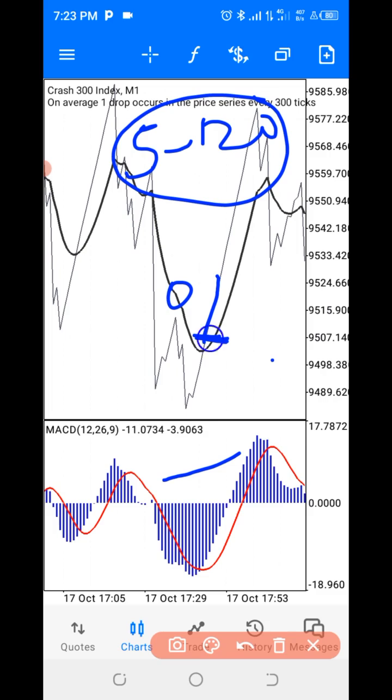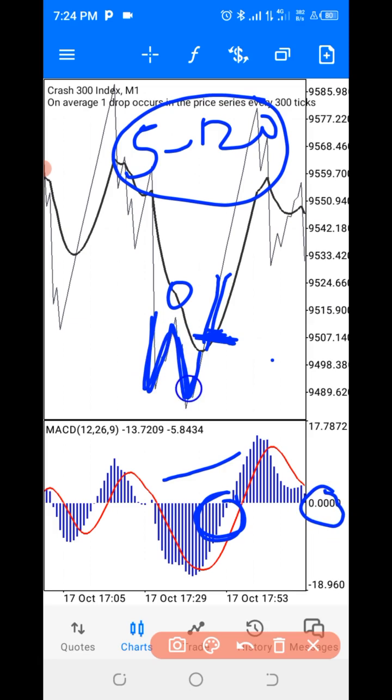So the first confirmation is that price must close above this moving average once you've gotten your W pattern for Crash 1000 or Crash 300. Once the second leg closes above the moving average, you can take your buy. And once this MACD, this other indicator here, is above the zero level, then that is the last confirmation you must wait for, after you've seen your W and price has closed above this moving average.